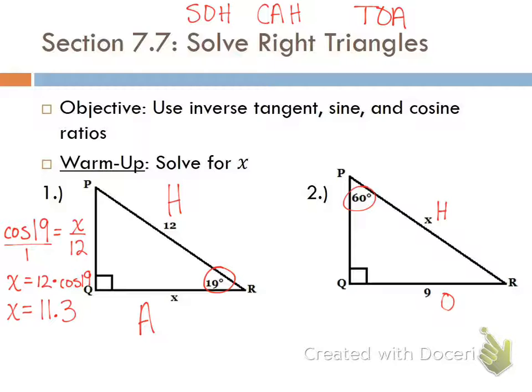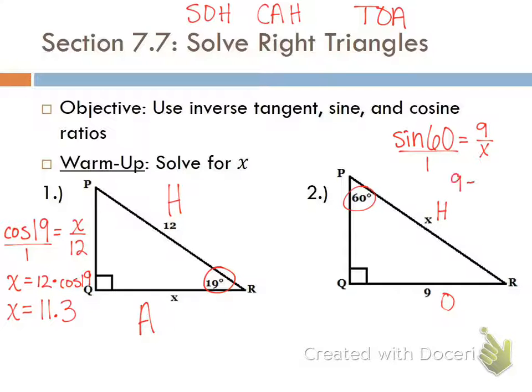How's that pronounced? Sine. Sine of what? 60. Always put an angle next to your trig function. Is equal to what? 9 over x. Cross multiply and solve.